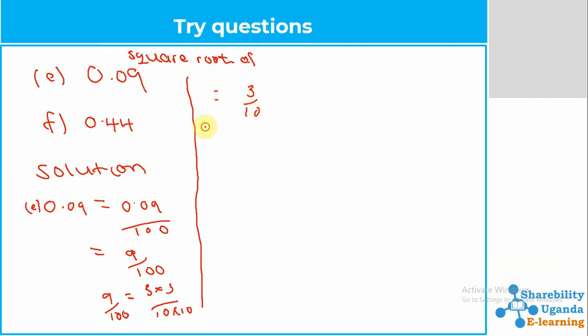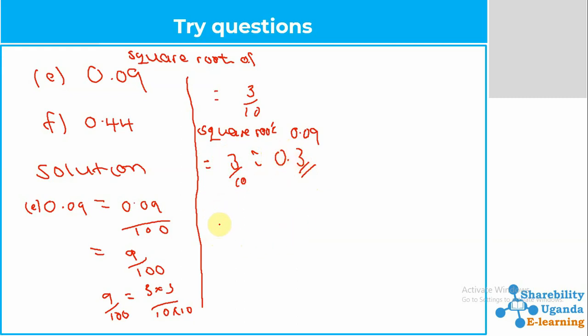So this simply means that the square root of 0.09 is equal to 3 out of 10. But what is 3 out of 10? 3 out of 10 is the same as 0.3. Okay, so in this format we can say that our square root is 0.3.